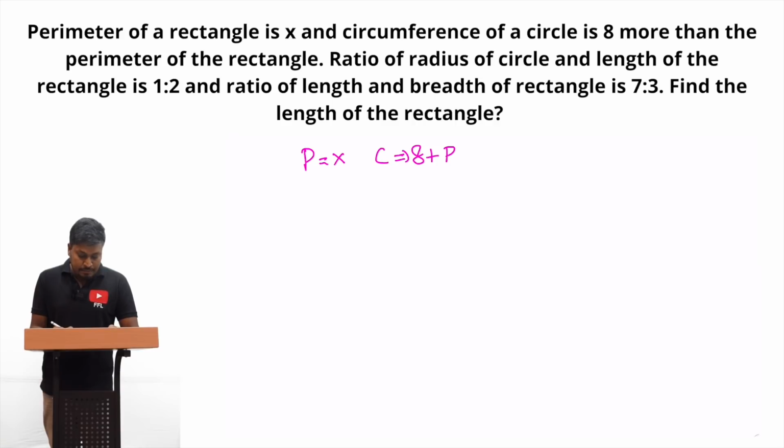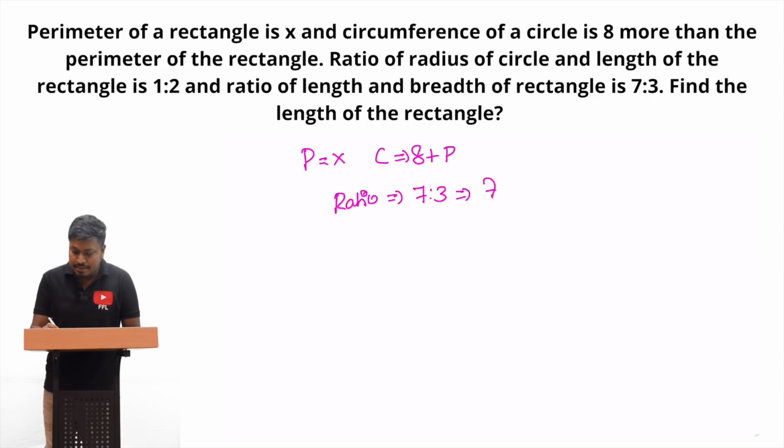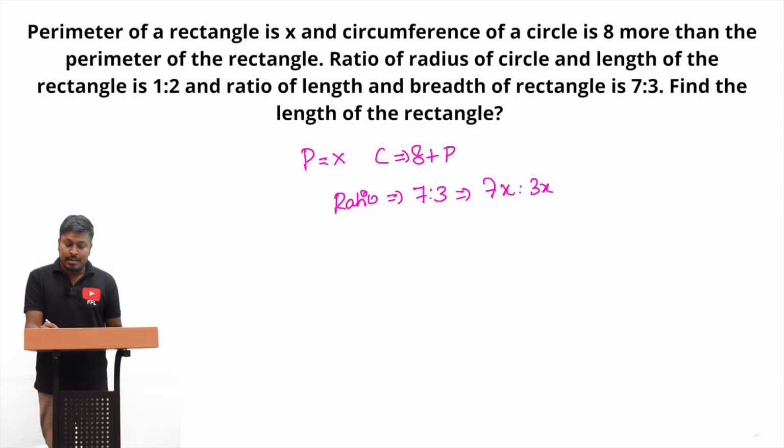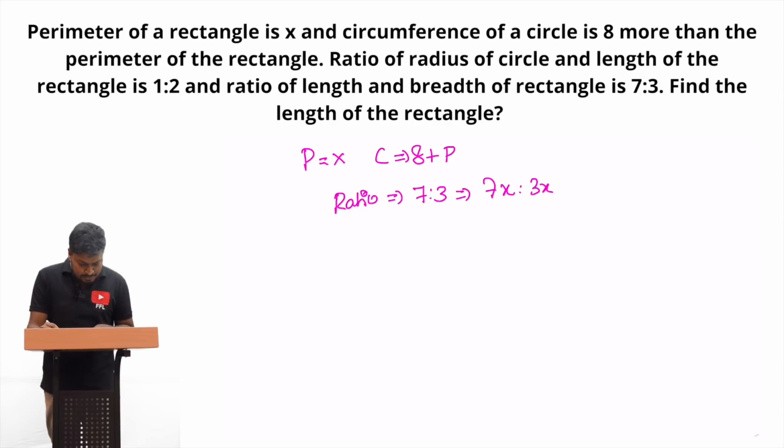And the ratio of length and breadth of the rectangle is 7:3. So just see here, they have given the ratio. The ratio of length and breadth is 7:3, so we can take it as 7x:3x. Where the length of this rectangle will be 7x and the breadth of the rectangle will be 3x.